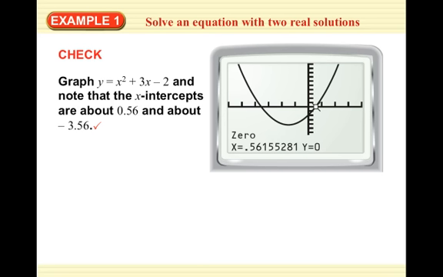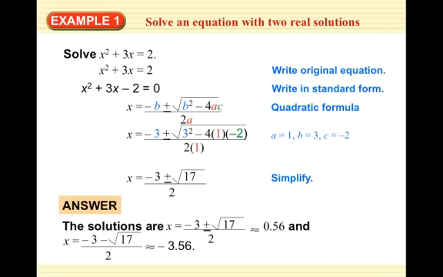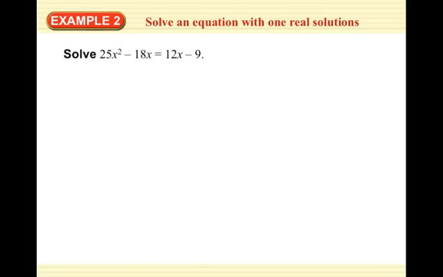All right, so here they do show that you can check by putting this in your graphing calculator and finding the x-intercepts, the zeros, and see that they are the same. If you're going to do that, you do want to estimate the decimal equivalent of the answers just so you can make that comparison. Okay, we're going to solve 25x squared minus 18x equals 12x minus 9.